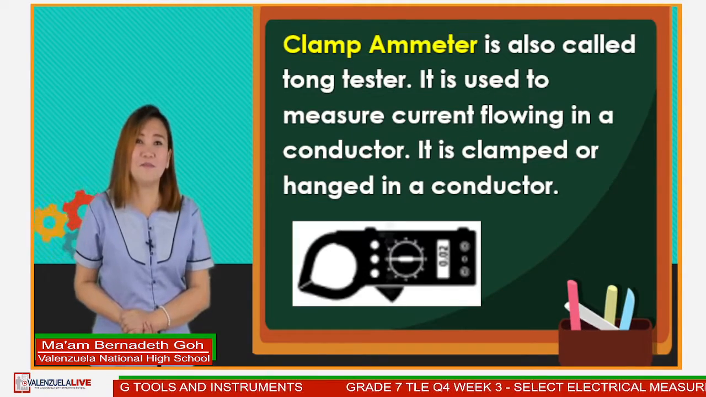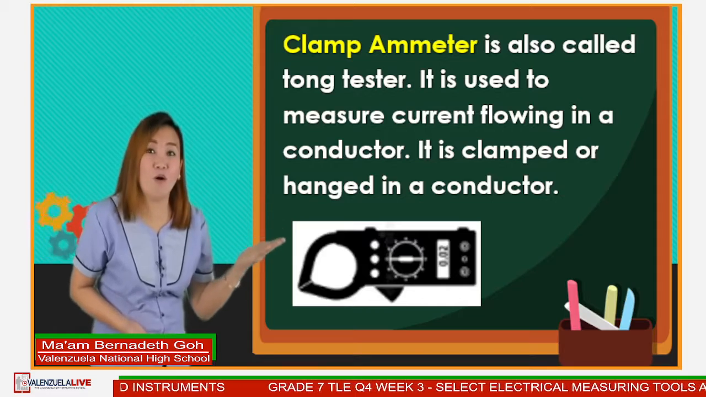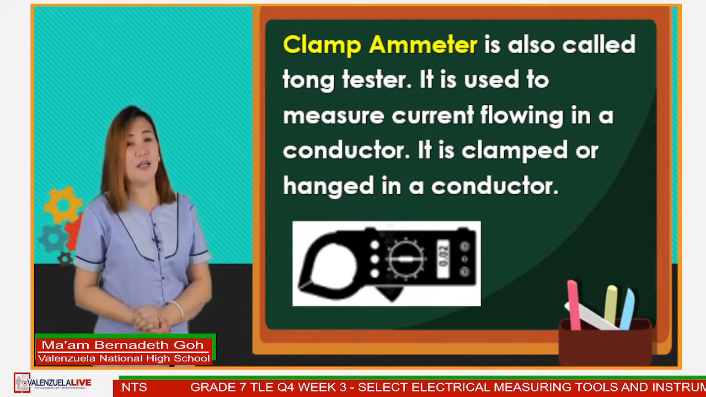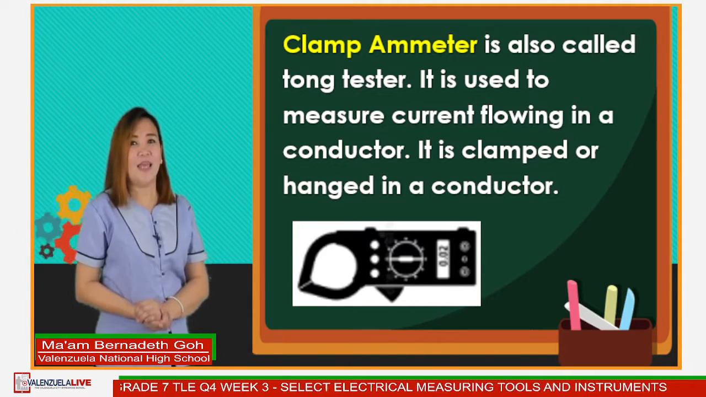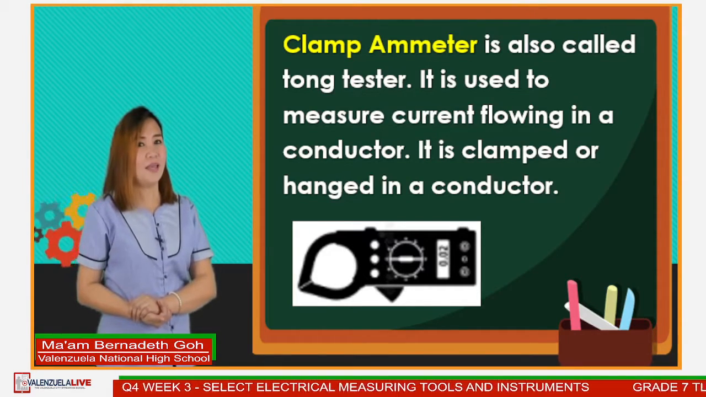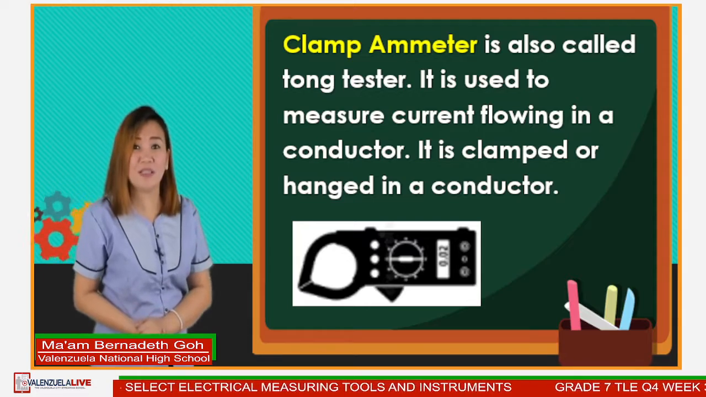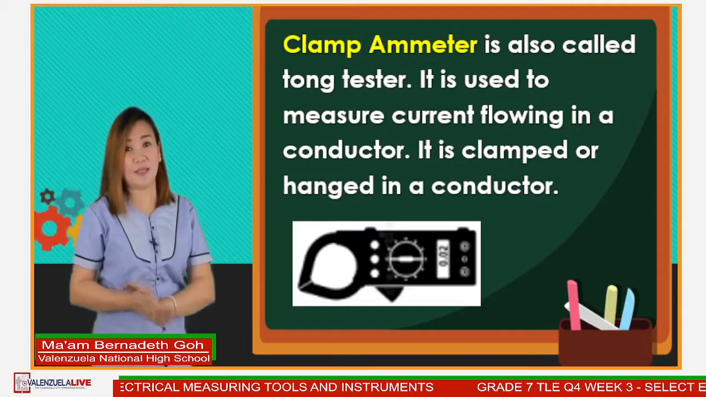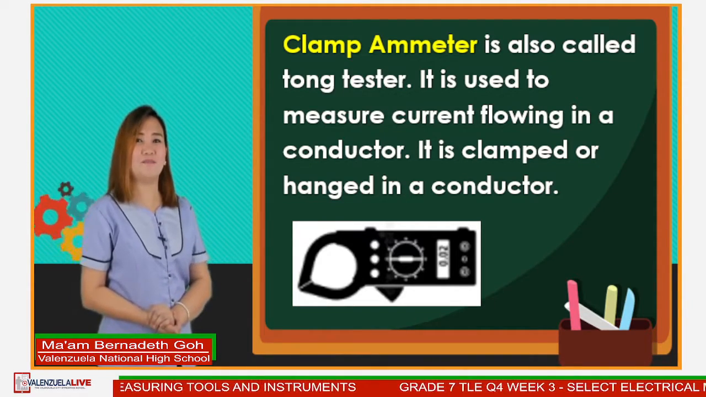Another measuring instrument is the clamp ammeter. It is also called the tongue tester. It is used to measure the current flowing in a conductor. It is clamped or hung in a conductor. Then, also, it provides a convenient way to measure current without breaking the circuit, which is ideal for troubleshooting.